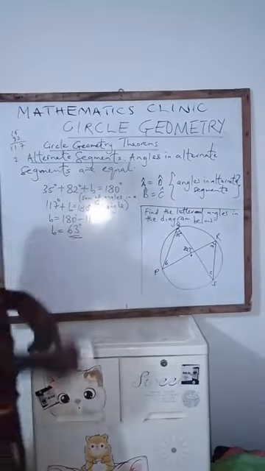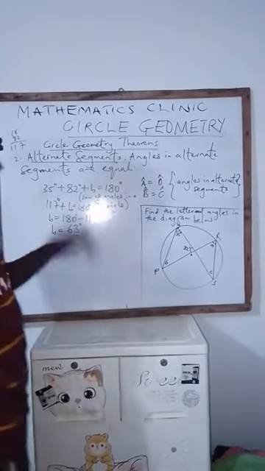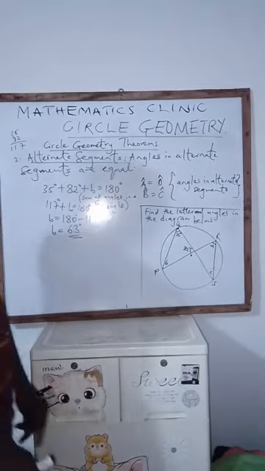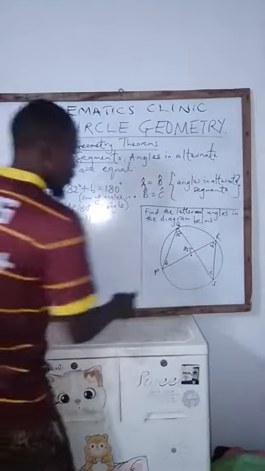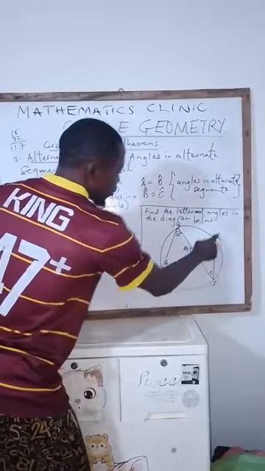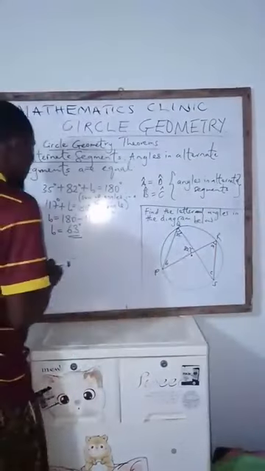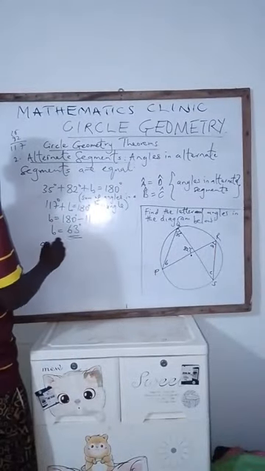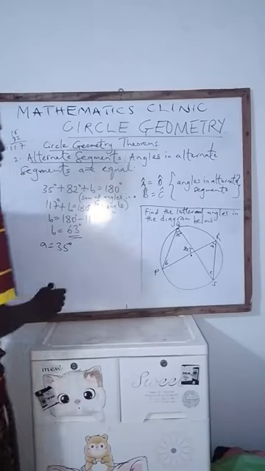Now let's go back to our theorem. Theorem says angles in alternate segments are equal. So look at that theorem. What I'm tracing out, they are angles in alternate segments. Automatically, we can come back and say A is equal to 35 degrees.